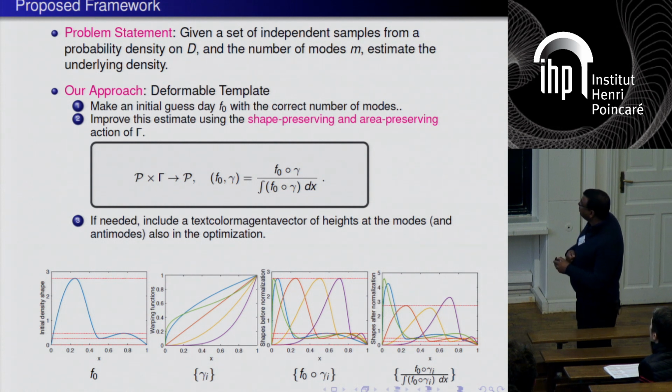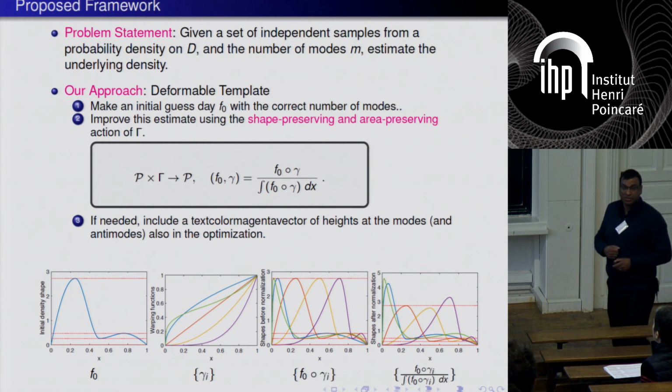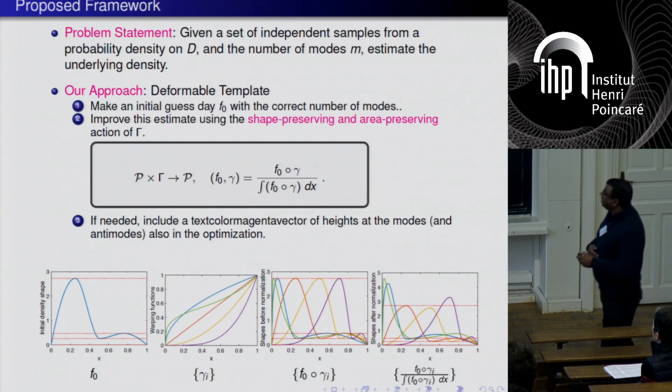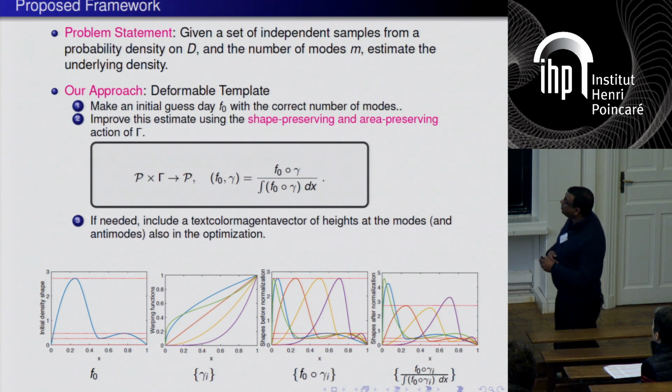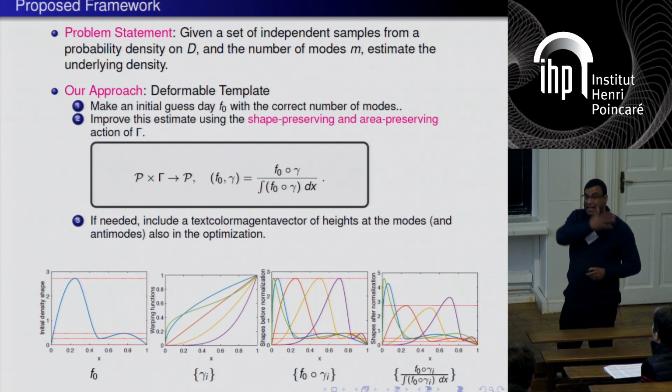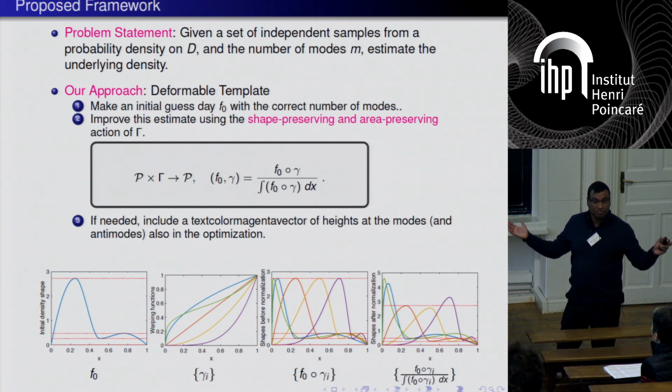I use the shape-preserving group action, but of course the area changes, and I want the probability density to remain a probability density, so I just divide by the area. So this is a shape-preserving and area-preserving group action, and one can show that the orbits under this group, if I apply all elements of this group, I can go from any bimodal density to any bimodal density. It fills up the whole shape class.